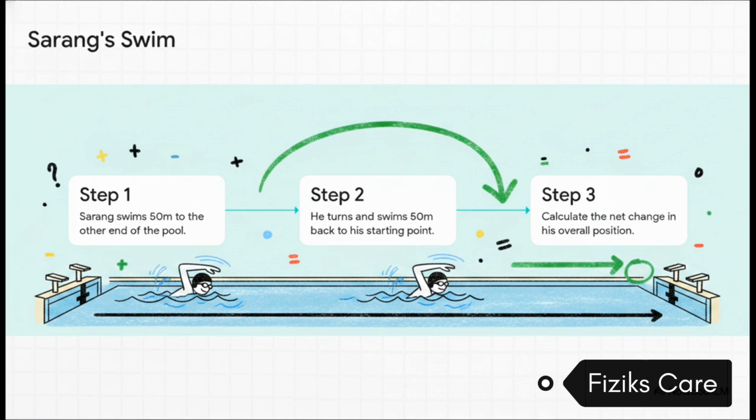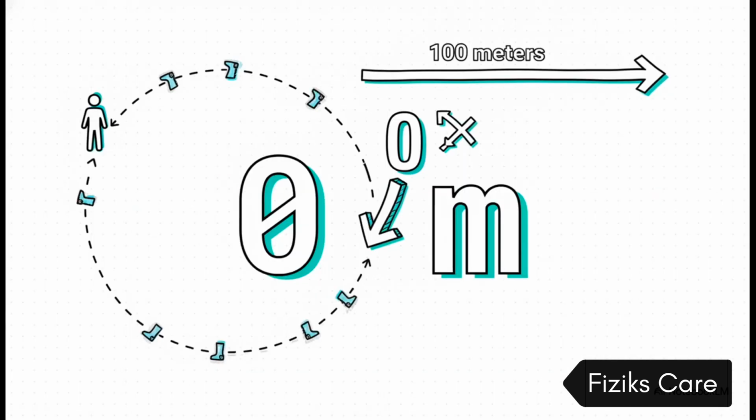Now, if we're asking for his total physical distance covered, that's easy. We just add 50 plus 50 to get 100 meters. But to find his displacement, remember, we only compare his final position to his starting reference point. And because he ended up exactly where he started, his total displacement is a surprising 0 meters. Think about that. All that physical effort, 100 meters of actual distance traveled, but mathematically, 0 displacement.